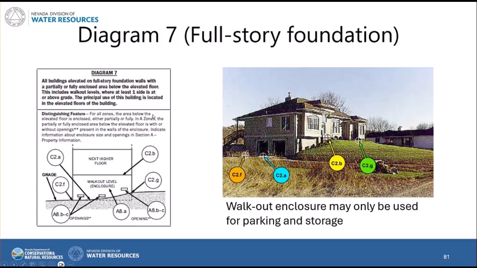Diagram 7 buildings are elevated on a full story foundation, so a full story masonry foundation, not a wood frame building on a concrete slab. Those are diagram 1s. So full story foundation masonry walls with an enclosure that's a walkout on one side. It's not fully below grade on all sides. It's a full story foundation. It's not a basement because you've got to walk outside. And there's typically openings on those.